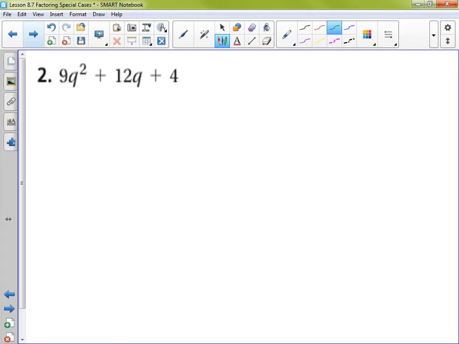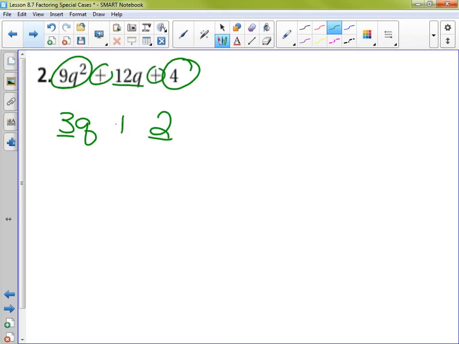Here's the next one: 9q squared plus 12q plus 4. If I take the square root of the first term, I get 3q. If I take the square root of the last term, I get 2. And if I multiply 3q times 2, that's 6q, doubled is 12q. This is a special case. Because both of them are plus, I'm going to add the two together and square it.